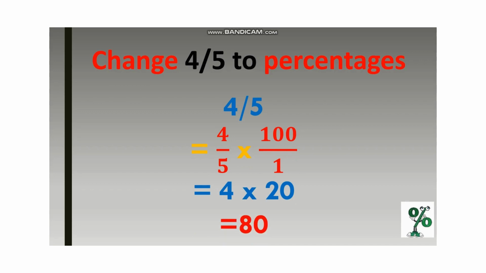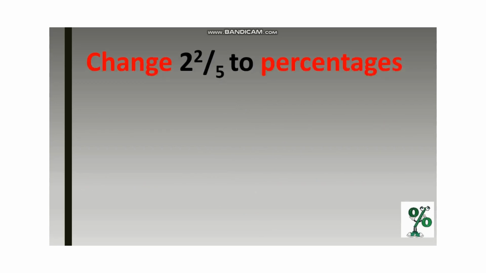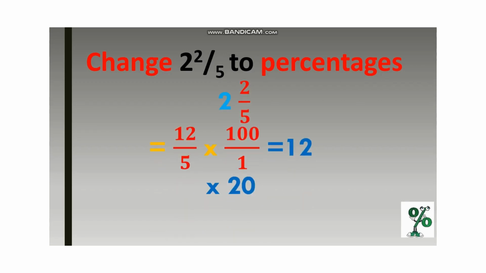So we move on to another one, 2 over 5 to percentage. And when you have this is a mixed number. You have to take it to improper fraction, and when you take this to improper fraction, you have 12 over 5 times 100 over 1. Okay, because we are changing to percentage, you have to multiply by 100, and 100 divided by 5 gives you 20. So you are left with 12 times 20, and 12 times 20 basically gives you 240, and this is 240%.